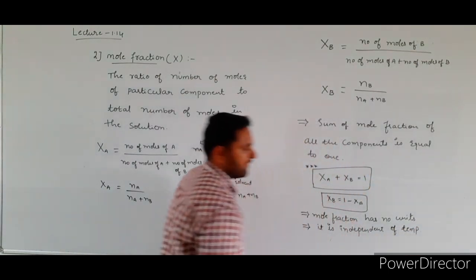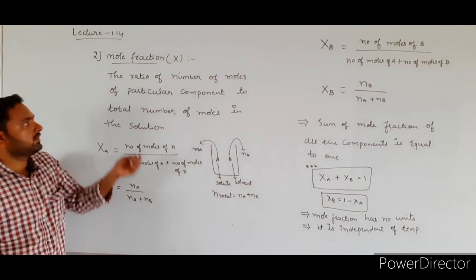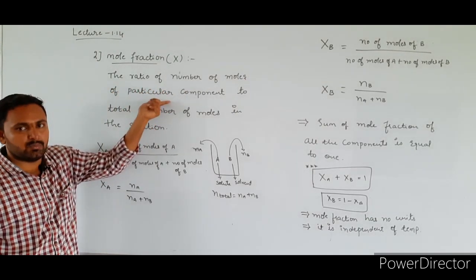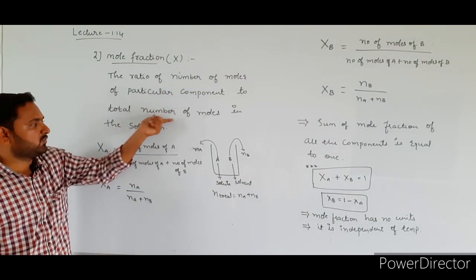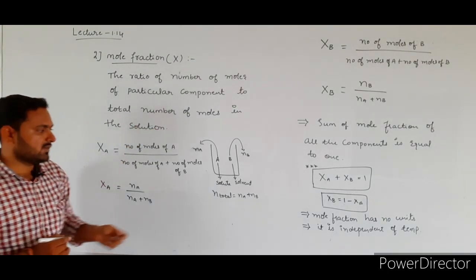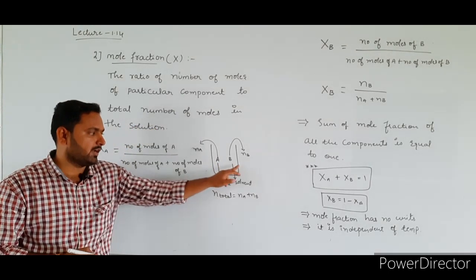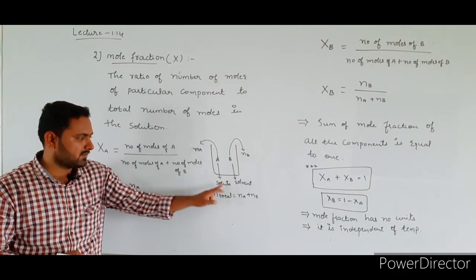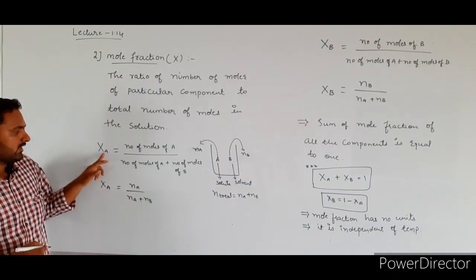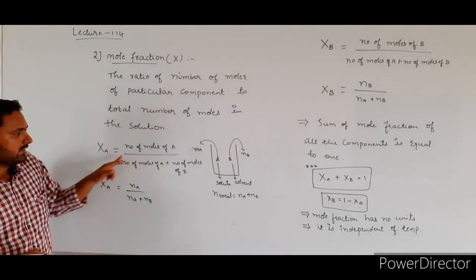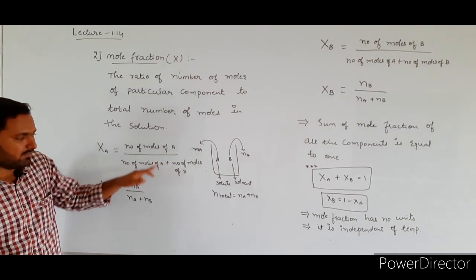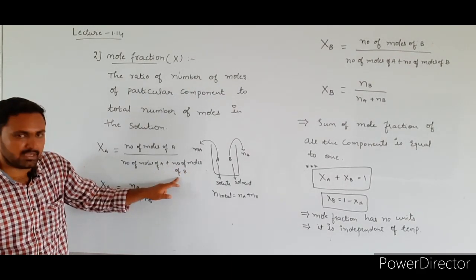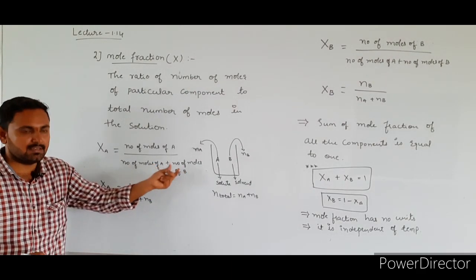This is mole fraction. What is mole fraction? The ratio of the number of moles of a particular component to the total number of moles in the solution. For example, in a solution with two components, one is solute and the other is solvent. The mole fraction of solute is equal to the number of moles of solute divided by the number of moles of A plus the number of moles of B. That means the total number of moles in the solution.